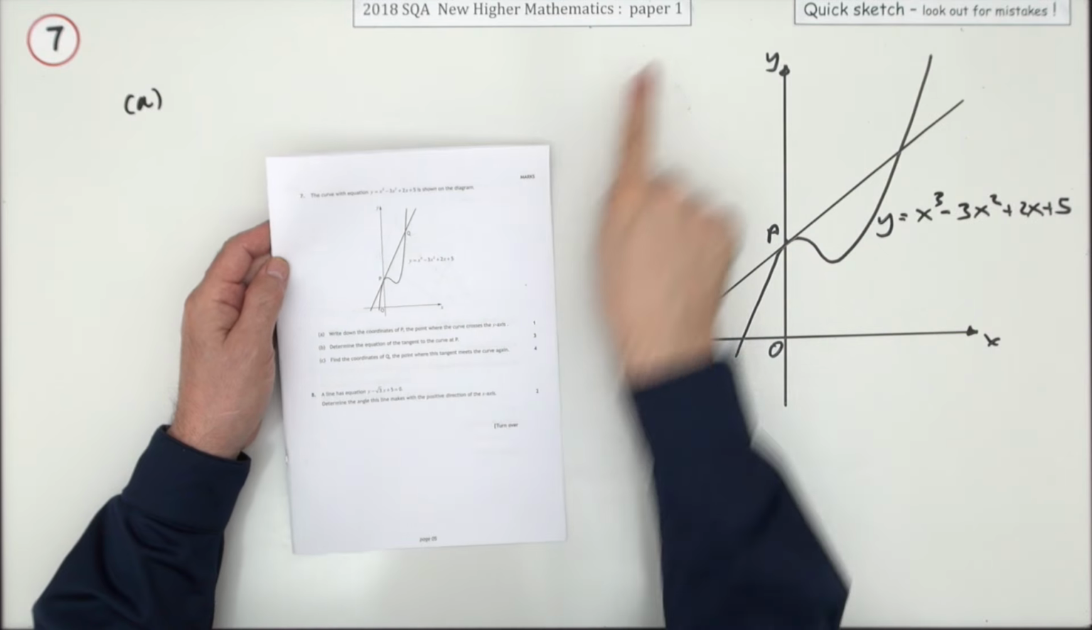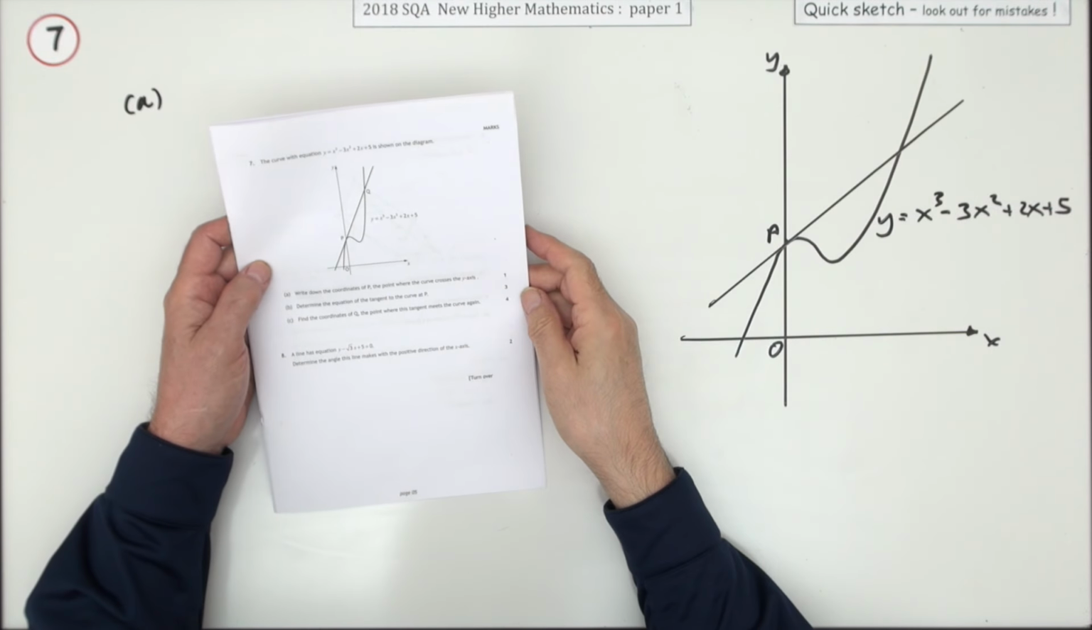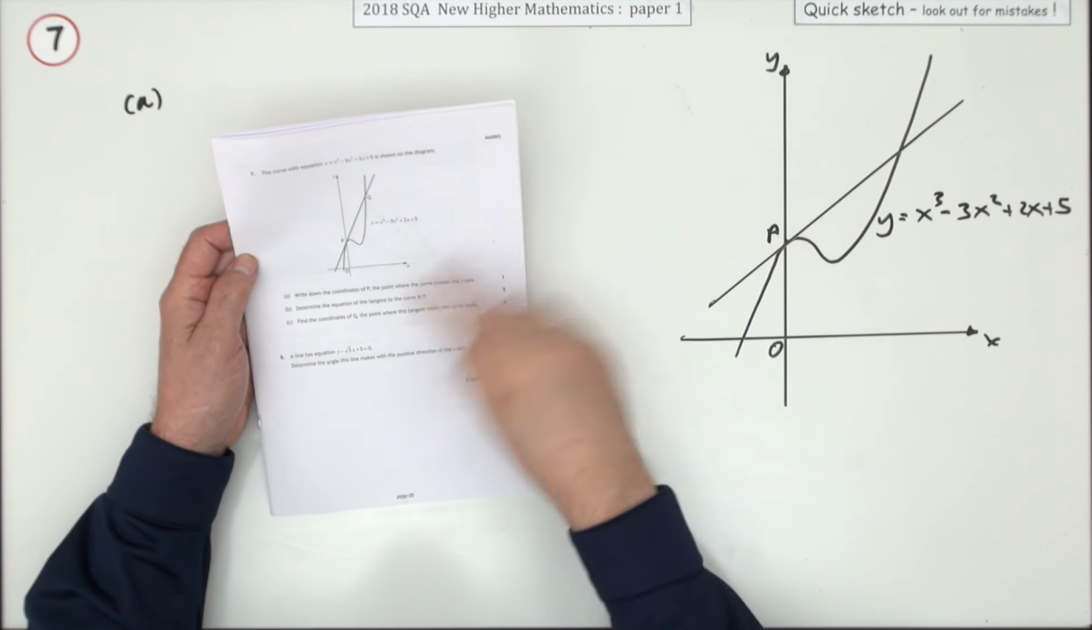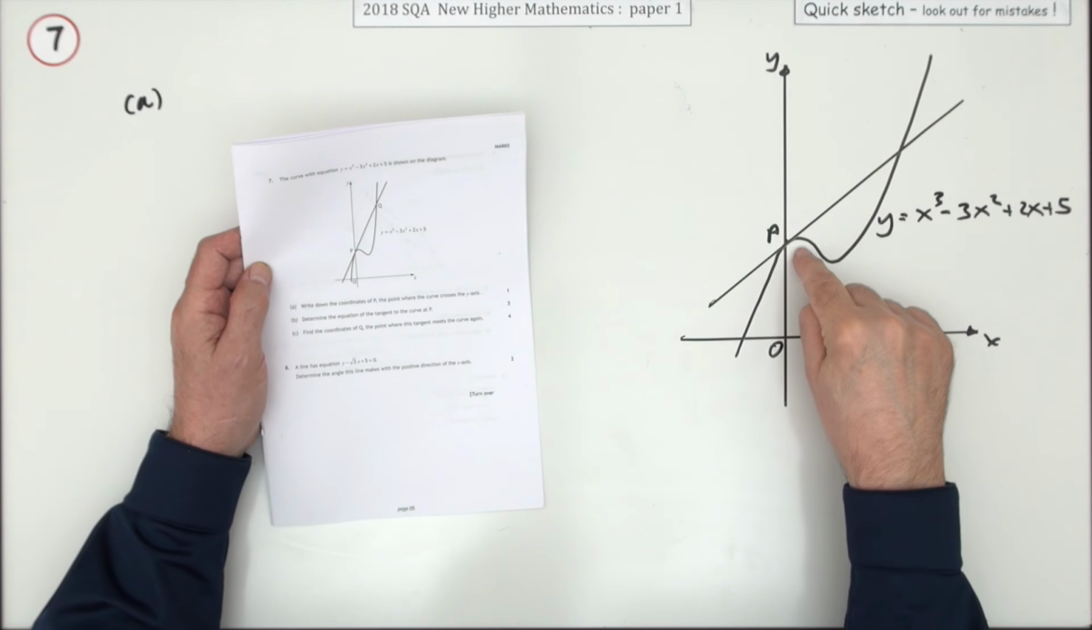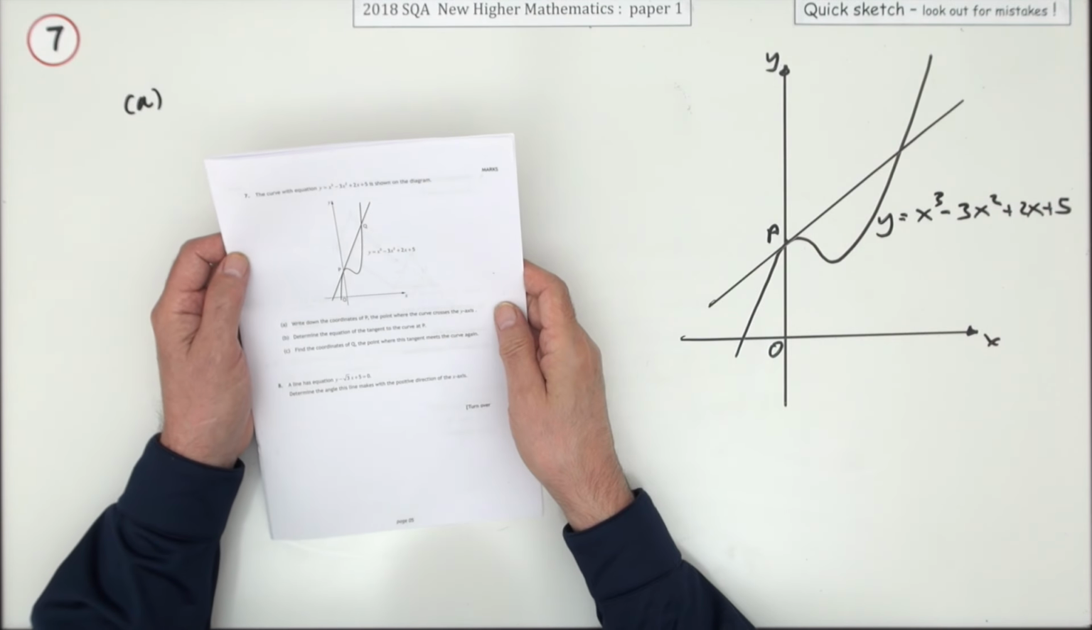Number 7 from paper 1 of the 2018 Higher Maths. 8 marks this time. Here we go. We've got a curve and we've got a line intersecting it. Looks as if it's a tangent at the point P.